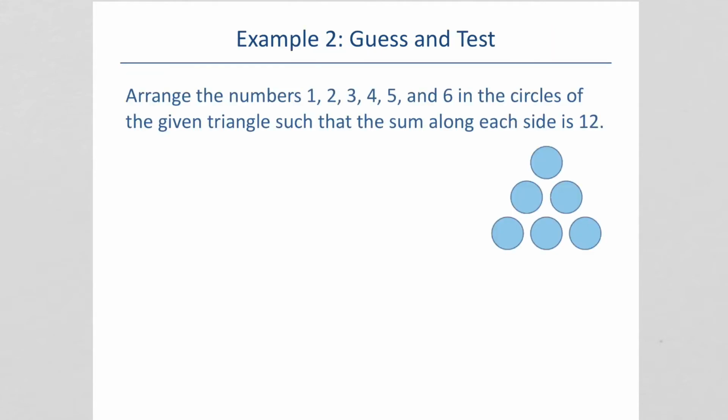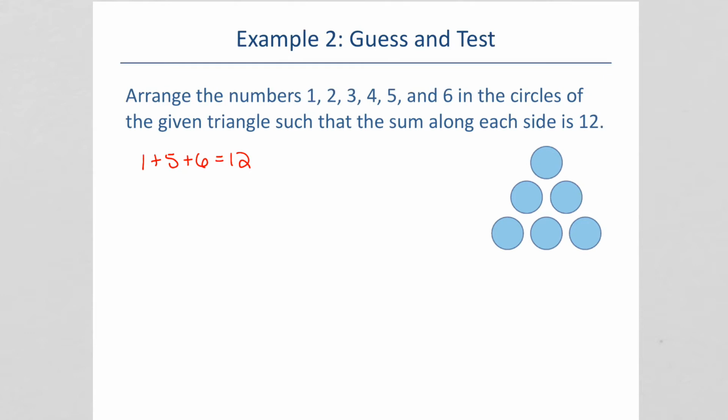Example 2, arrange the numbers 1, 2, 3, 4, 5, and 6 in the circles of the given triangle such that the sum along each side is 12. Okay, so the first thing we want to do, we're just going to guess and test on this. Because there's not really a better way to do it. But I don't think it'll be too difficult. So, first of all, let's see what numbers would add to be 12 out of 1, 2, 3, 4, 5, and 6, okay? Well, 1, 5, and 6 would add to be 12.